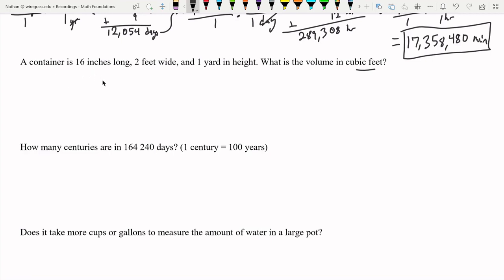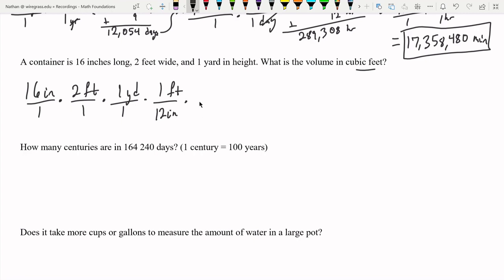What we can do is we can just actually multiply these numbers together. So we're going to go 16 inches over 1 times 2 feet over 1 times 1 yard over 1. And before just multiplying that out, let's actually multiply it by the unit conversions to change them to feet. I need to change inches to feet, so I'm going to multiply it by 1 foot is 12 inches. And I'm going to change the yards to feet. So there's going to be 3 feet to a yard, so we're going to be 3 feet to 1 yard.